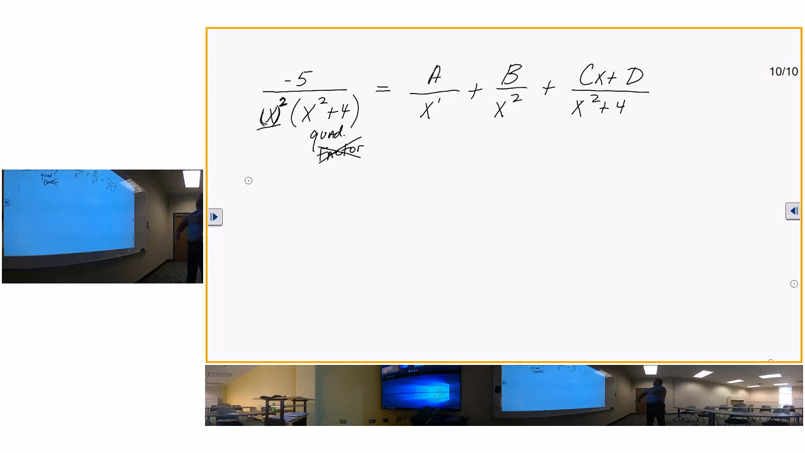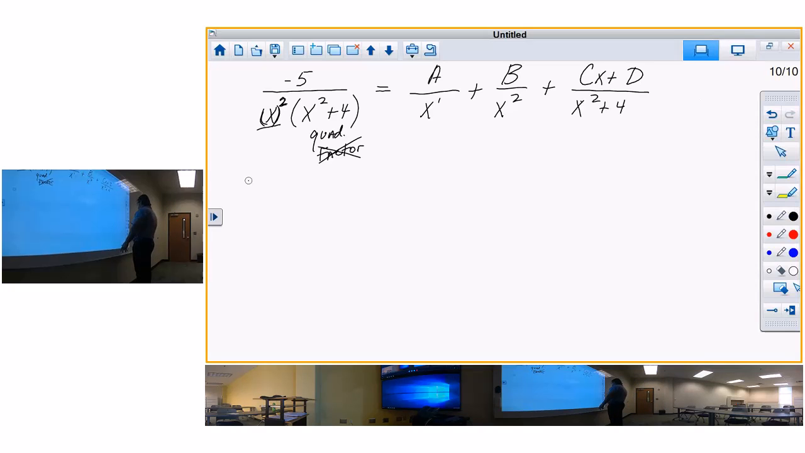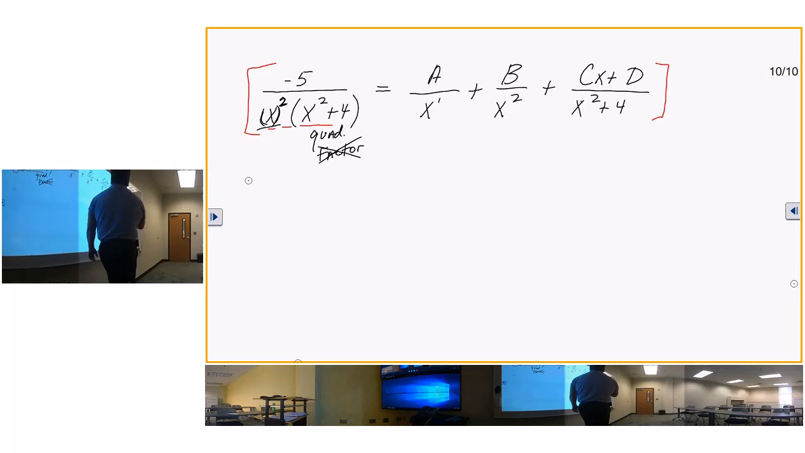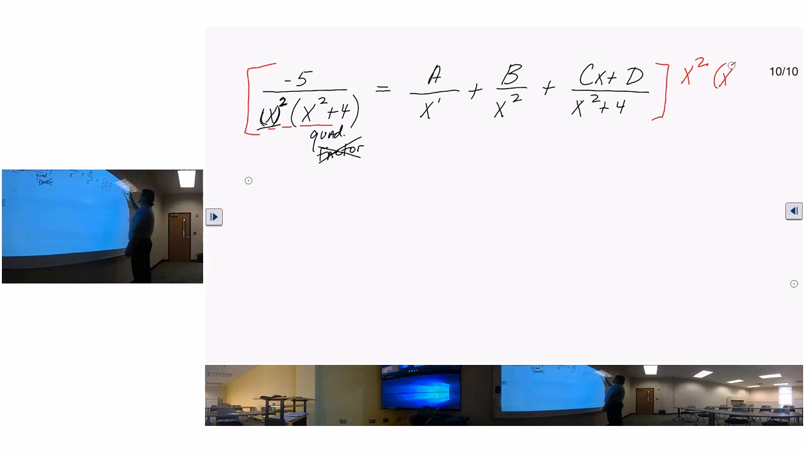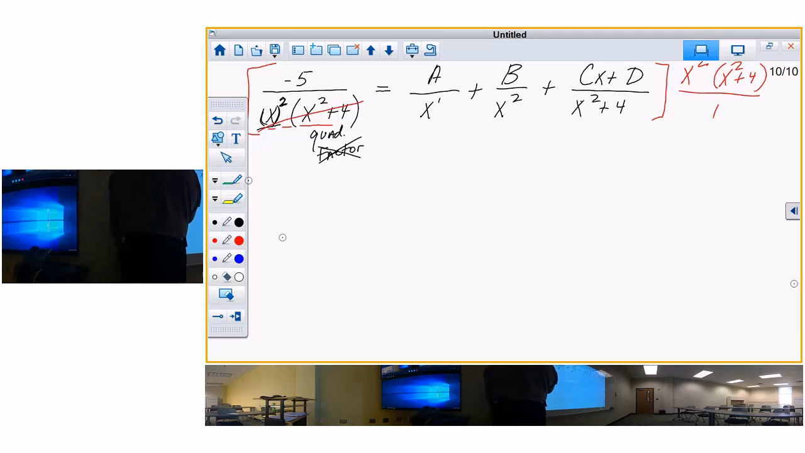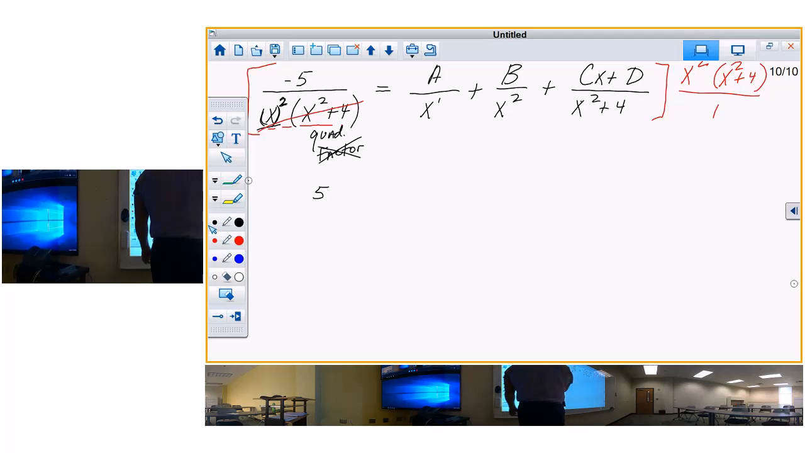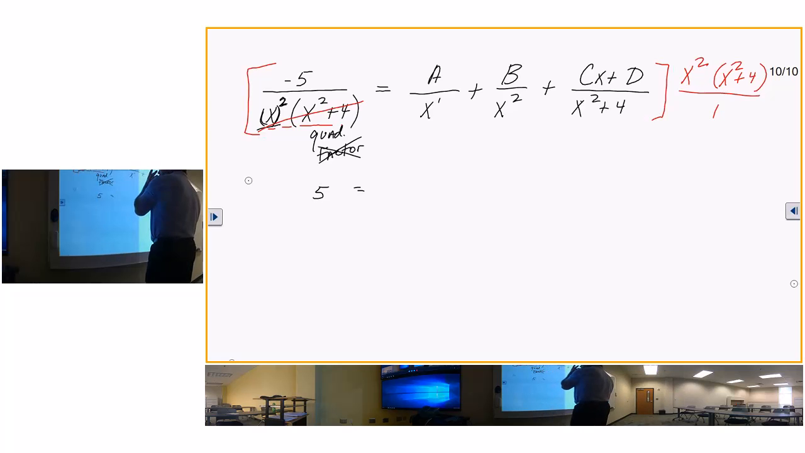Okay? So now we're going to multiply through by the common denominator, which is the whole thing over there, which will knock the left-hand side out. So I'm going to multiply both sides by this guy right here. And that's going to give us, I'm going to put it over here, x squared times x squared plus 4 over 1. And that's going to knock this out. And that's going to leave us with our numerator, which it should, always. And that's going to equal, and you might need to write small on this one, we got to do some tedious stuff here.